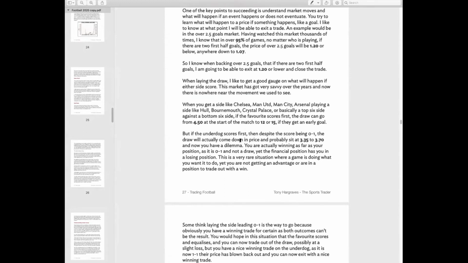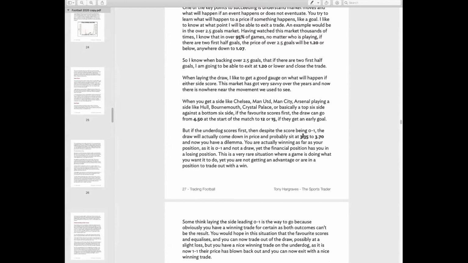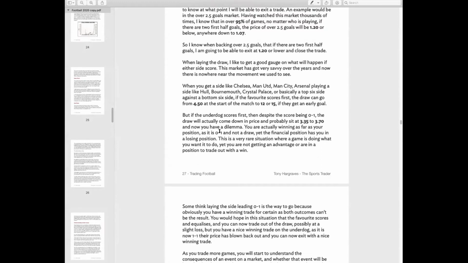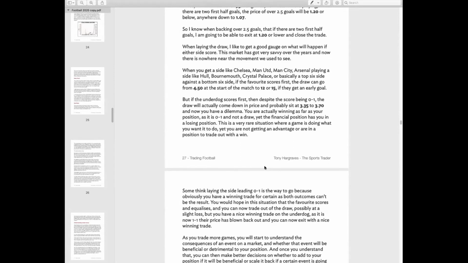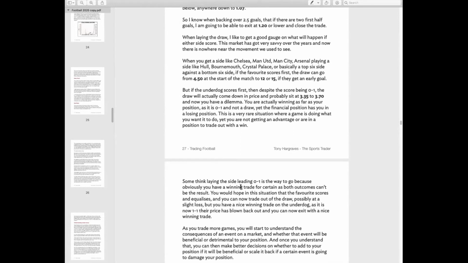So, if the underdog scores first, despite the score being 0-1, the draw will come down in price. You've got a dilemma. So as far as your position goes, you're actually winning because the game isn't a draw, it's 0-1. So your trade's winning, but financially your trade's not winning. So what are you going to do? So it's a rare situation where a game is doing what you want, but you're not getting any advantage over the market. So some people would lay the draw again at the lower price.